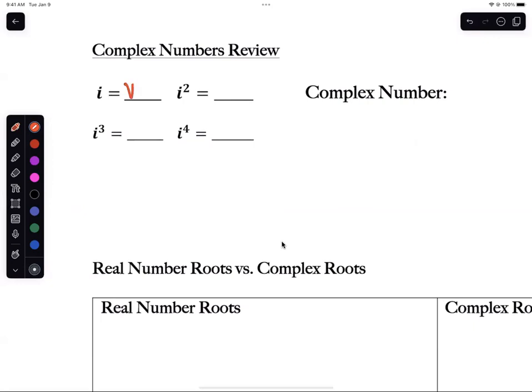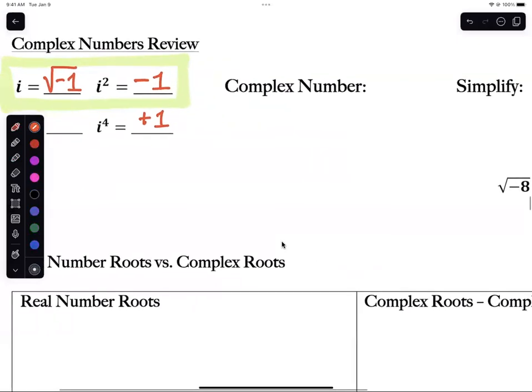i is the square root of -1, which means i squared is -1. I'm not going to do much with i cubed, but i raised to the power of 4 is +1. The most important things that we need to focus on are right here. This is probably the most important thing that we will encounter this year: a complex number. A complex number has two parts, a + bi, a being the real part, and bi is the imaginary part.